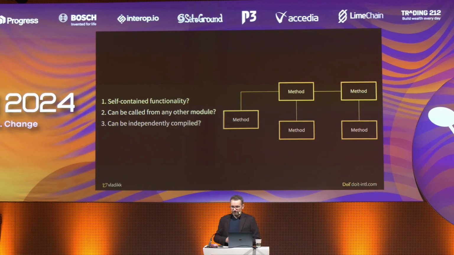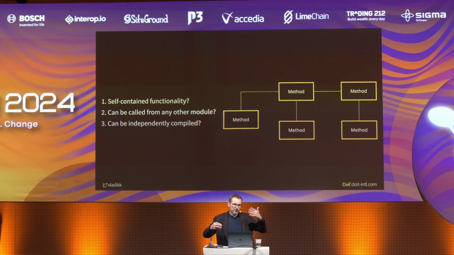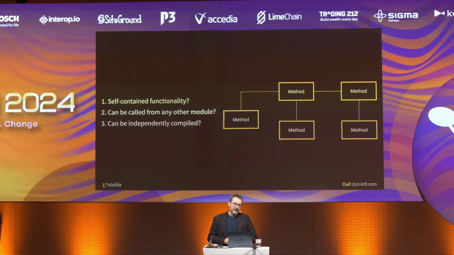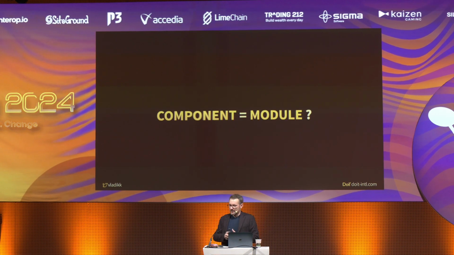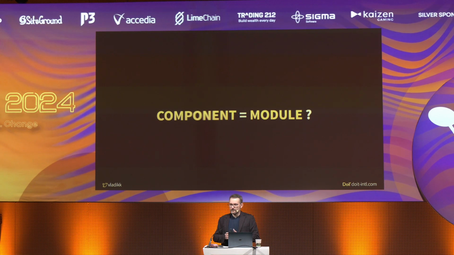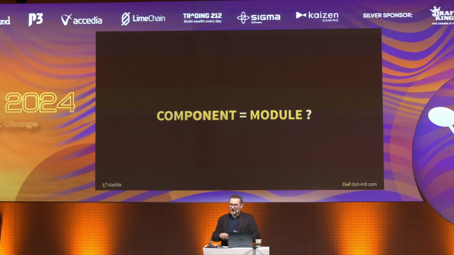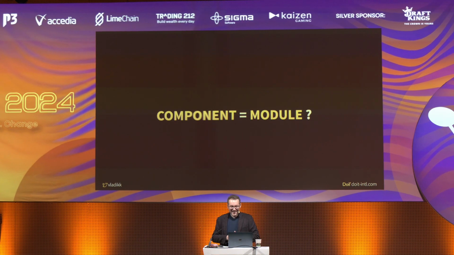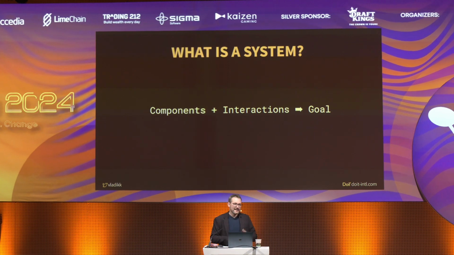So given that I reuse the same slides that I used before for explaining what are components of a system, am I saying that components and modules are really the same thing? No. Otherwise, I wouldn't ask you. Not the same thing. The difference is in the goal.